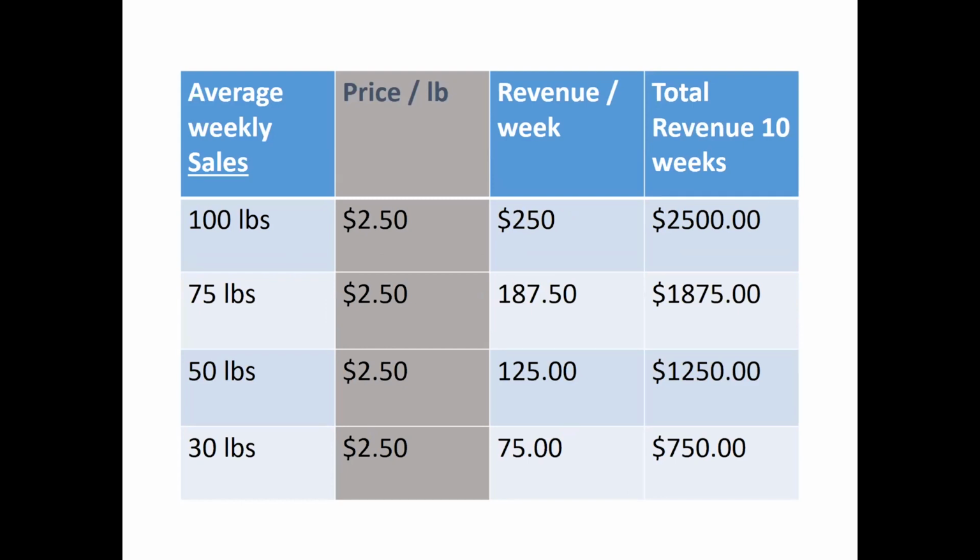So we're going to go a little crazy, and we're going to up the cost to $2.50 per pound of tomatoes. Again, selling 100 pounds of tomatoes at $2.50 a pound turns $2,500 over 10 weeks, which has doubled your income from the original price of $1.25. Remember, originally we were asking $1.25, and we were only making $1,250 for the 10 weeks, selling just 100 pounds of tomatoes.